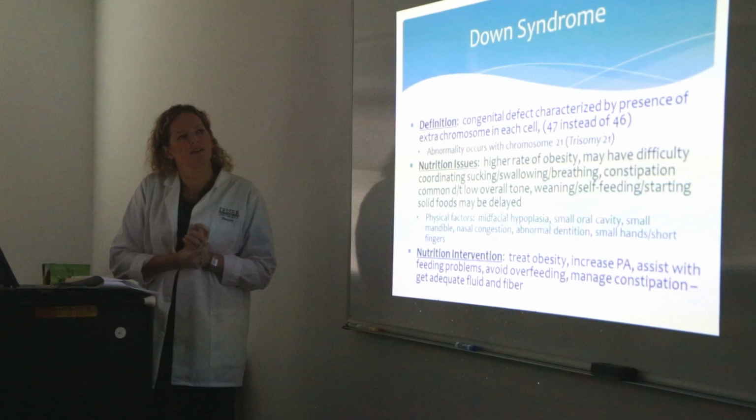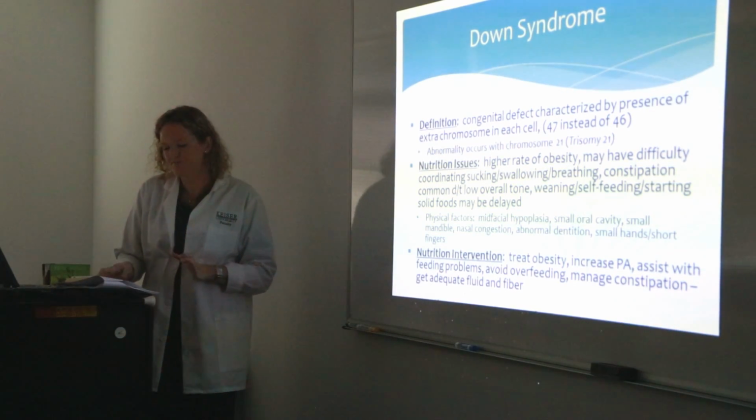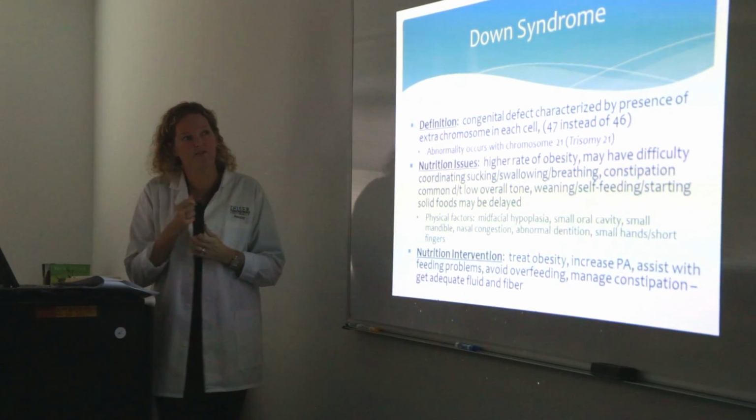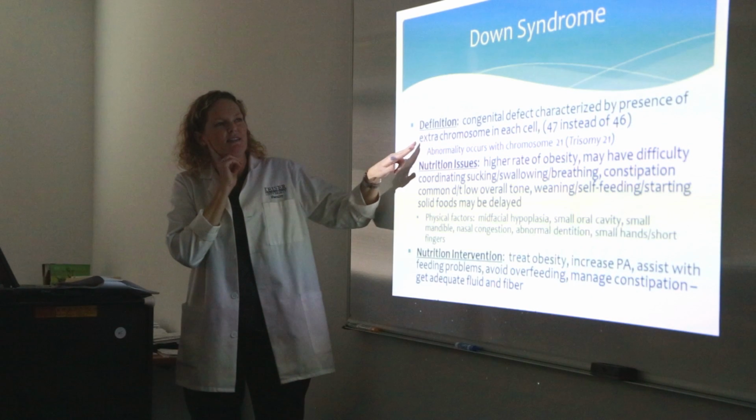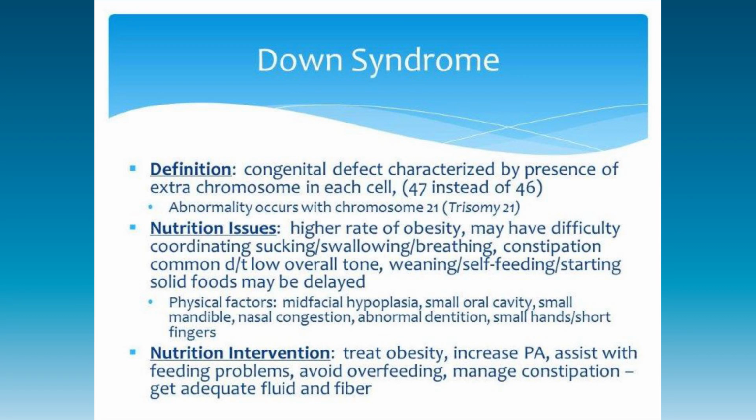So the first one that I'll talk about is Down syndrome. This is a congenital defect. It's characterized by a presence of an extra chromosome in each cell. So normally we have 46 chromosomes. These patients have 47 chromosomes in each cell, so they have one extra chromosome. And that abnormality occurs with chromosome number 21. So they have 3 number 21 chromosomes instead of 2. So that's why it's called trisomy 21 sometimes.